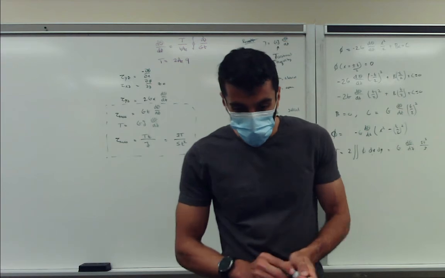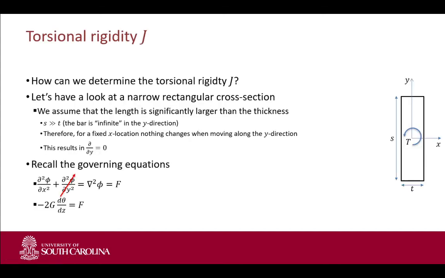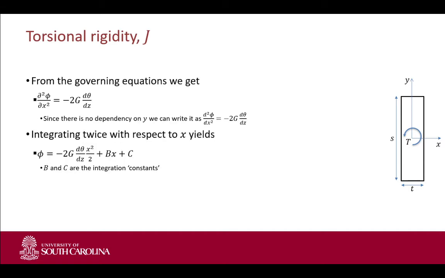So for the remainder, I'll go back to the lecture slides. So we did this. Now for the torsion rigidity, like I said, to determine that, we look at the narrow rectangular strips. Assume this narrow rectangular strip represents a thin-walled structure. Variation in y was equal to 0, and we reduce the governing equation just as a starting point.